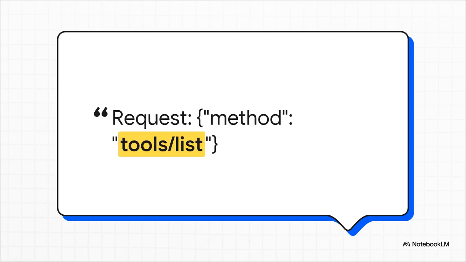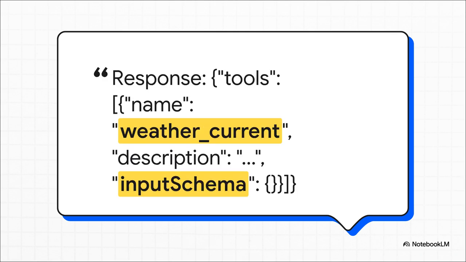So once they're connected, the client can ask a very simple question: what can you do? And it does that by sending this tools/list request. Super straightforward. And the server comes back with, essentially, its menu of services. It sends a list of all its available tools. And for each tool, you get everything you need: a unique name, a nice description for what it does, and a JSON schema that spells out exactly what inputs it needs.